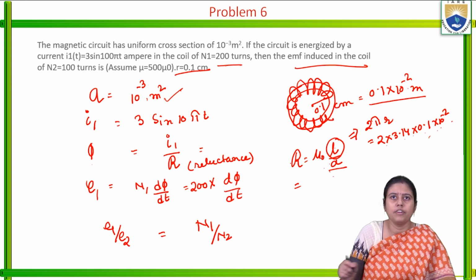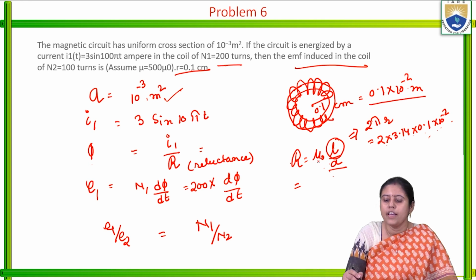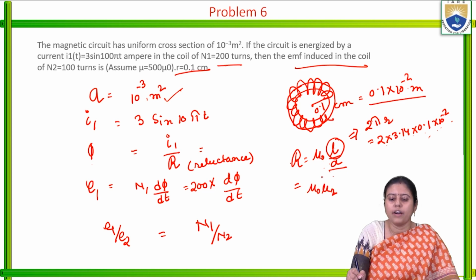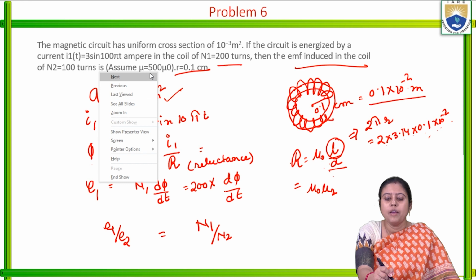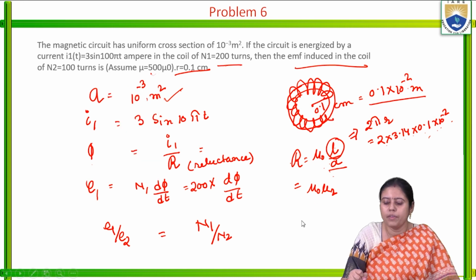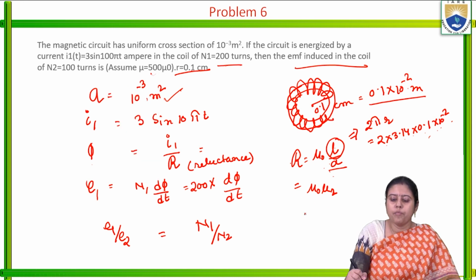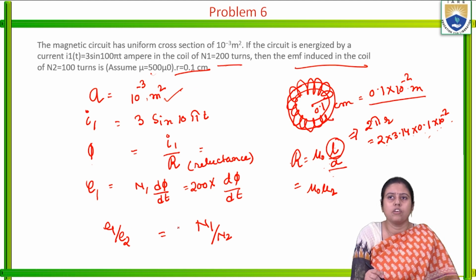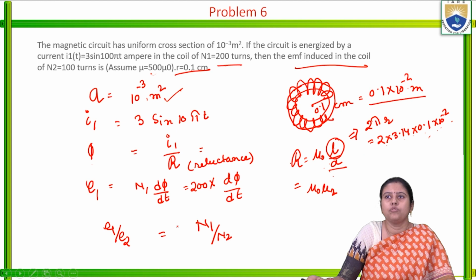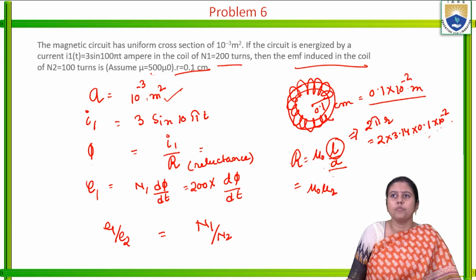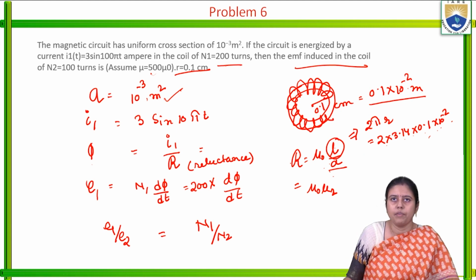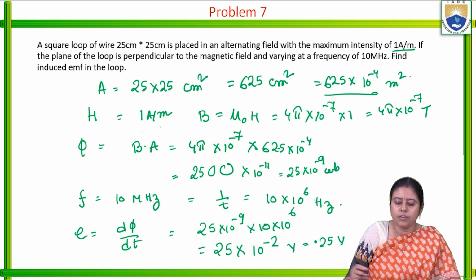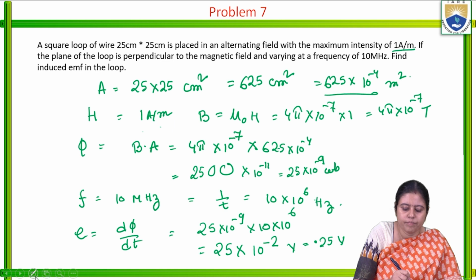One thing I forgot to tell here: mu is not mu naught. In place of mu naught, you have to write mu naught mu r. And what is the value of mu r? The mu r value is given in the problem as 500. If we put that in, and want to calculate E2, E1 by E2 is equal to N1 by N2. So 200 by 100, we can get the value of the EMF. Next, we will discuss the next problem.